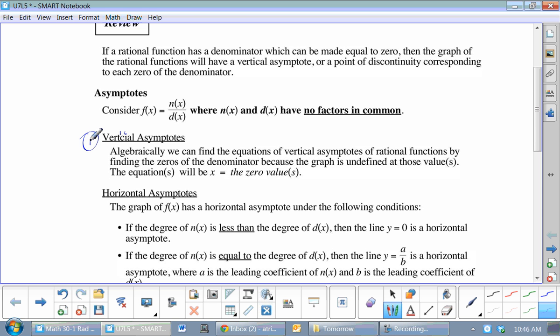Now, when will you have a vertical asymptote? See if you know. I don't really want to throw the last class under the bus, but no one in the last class knew when you have a vertical asymptote. I don't think it's a tough question. Yeah, there's an X in the bottom, and it doesn't cancel with anything on the top. Because what if it does cancel with something on the top?